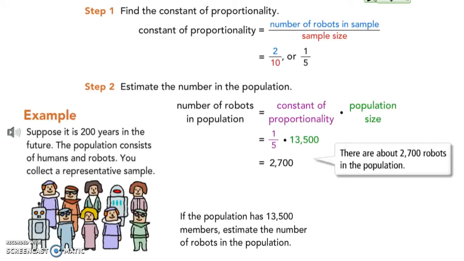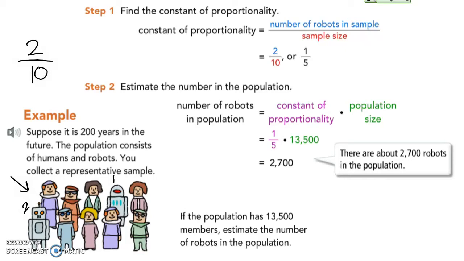Okay, so here we have this example. Suppose it's 200 years in the future. The population consists of humans and robots who are collecting a representative sample. And we look down here, and we see the sample down here. If the population has 13,500 members, estimate the number of robots in the population. Well, how many robots do we see in this representative sample? 1, 2. Out of how many people total are in the representative sample? I have 10. Okay, so 2 out of 10 are robots in the representative sample. So I can use this to make a prediction about the population.